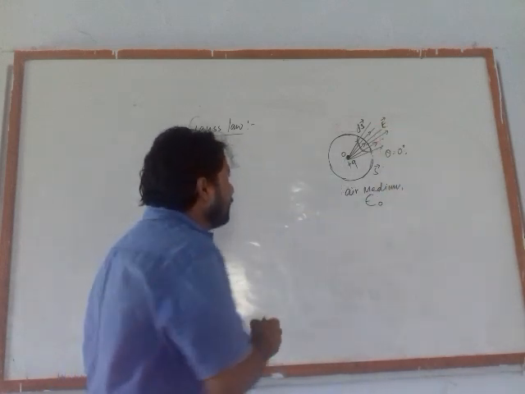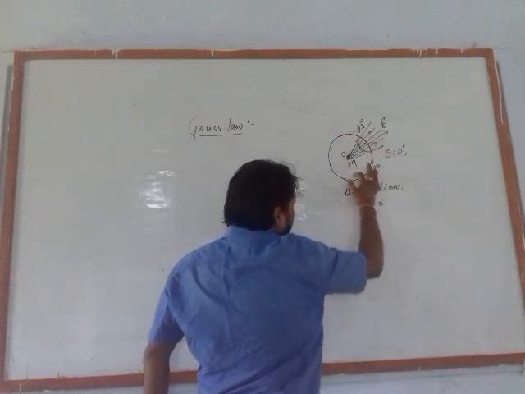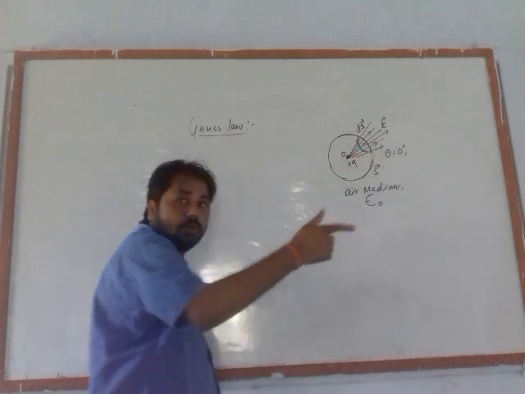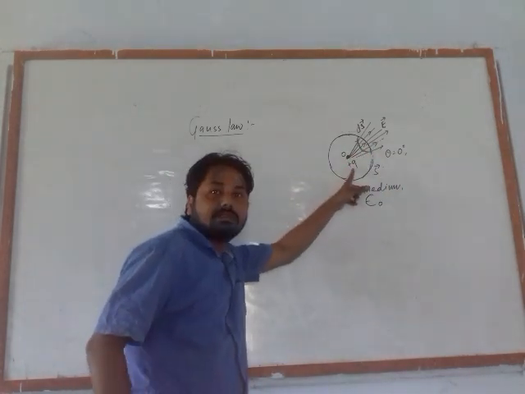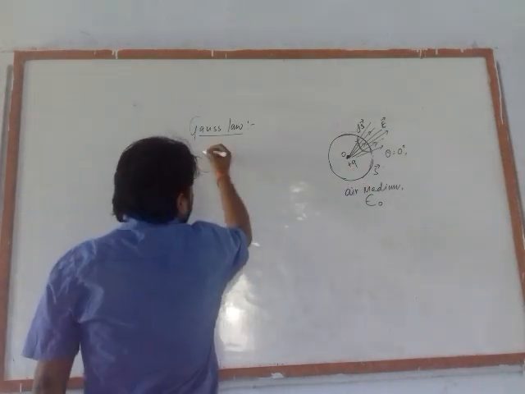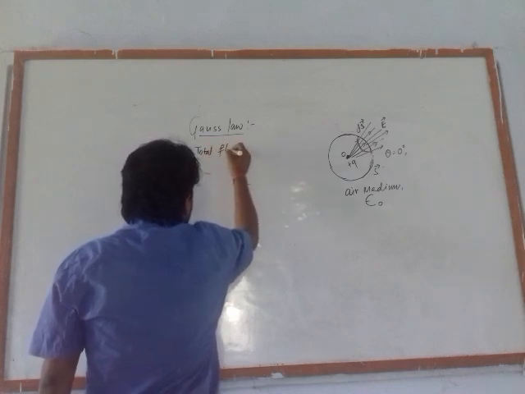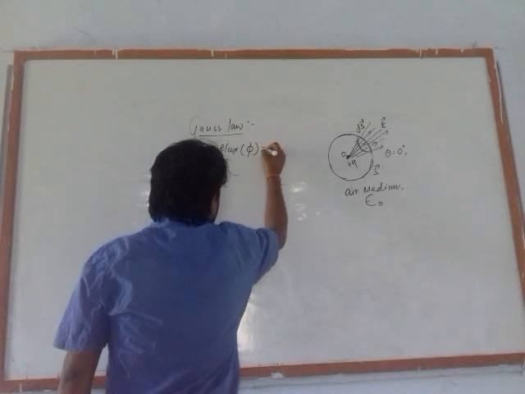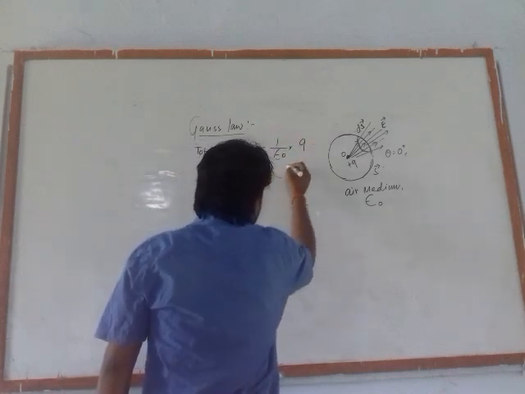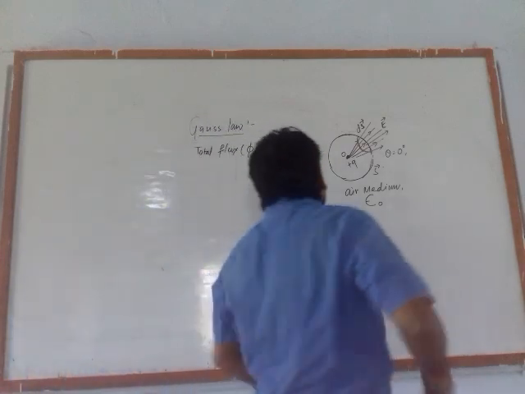Once again I am telling, the total flux due to this surface area enclosing the charge plus q will be equal to 1 by epsilon naught times the total charge placed at the point O. Then how to write it? Very simply, you can write here the total flux, phi. This is the total flux.